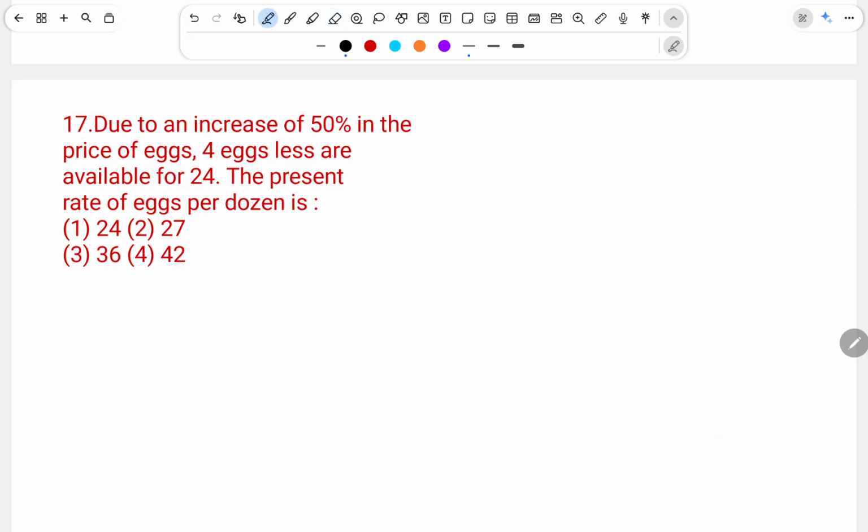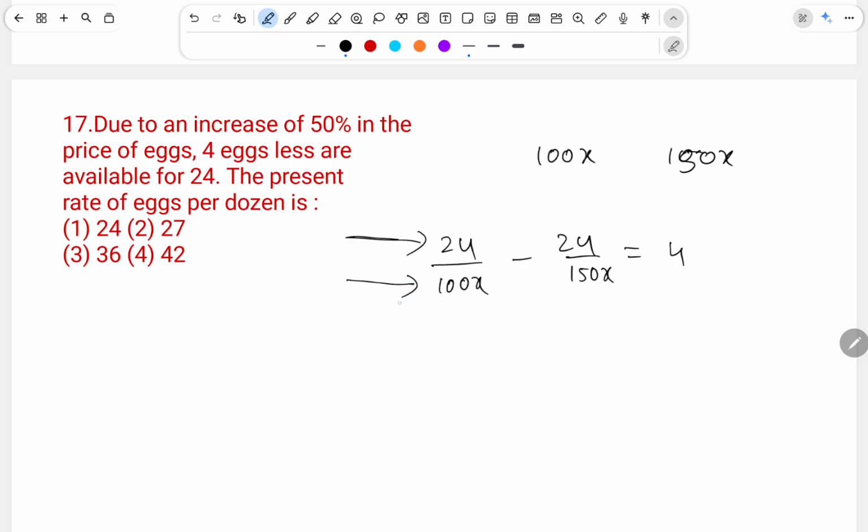Due to an increase of 50% in price, let the initial price be 100x, then the increased price will be 150x, a 150% increase. In this price of x, 4x are less available for 24 rupees. Means a man spent 24 rupees. Initially he spent 100x, now increased 150x, so that 4x are less. This is the total amount. Dividing the amount by each price will give the quantity.